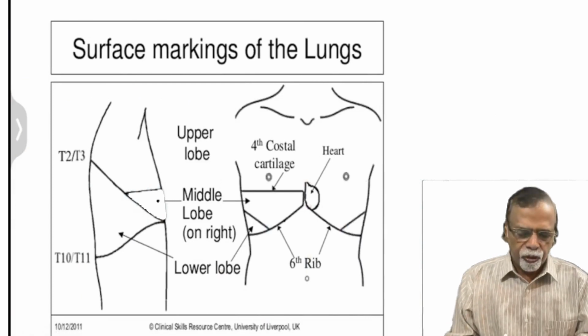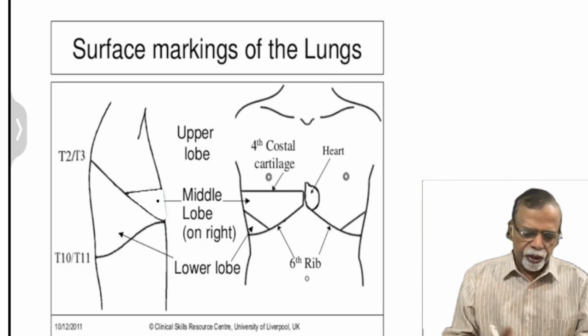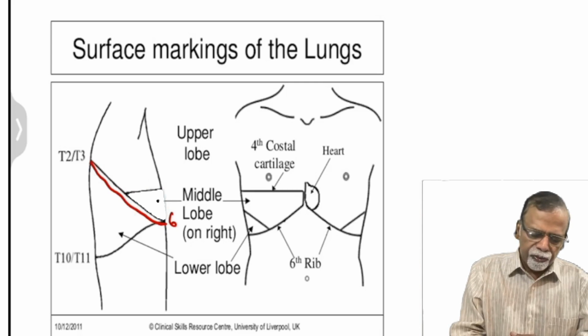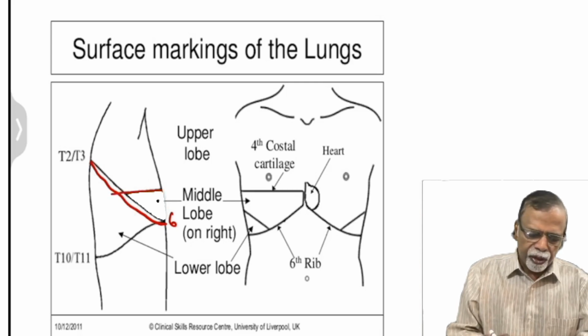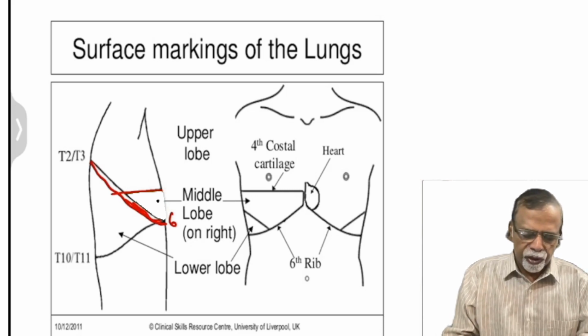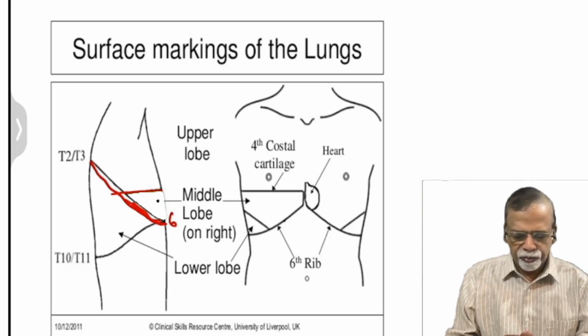So this is a little more clear picture. In the lateral view, you can see the major fissure. From the T2 spine, a line drawn anteriorly to reach the 6th rib. And from the 4th rib, draw a line horizontally to meet the first one. This portion becomes the middle lobe. And posterior to the oblique fissure will be the lower lobe.